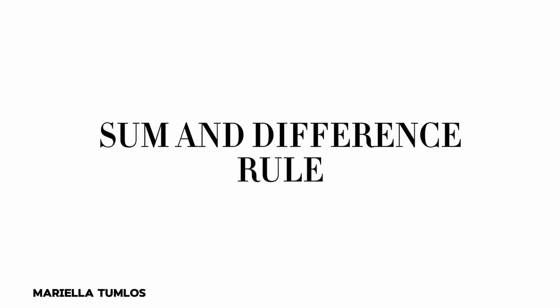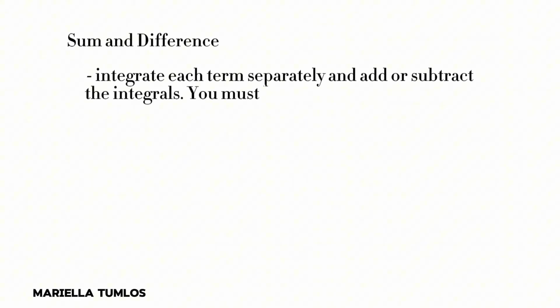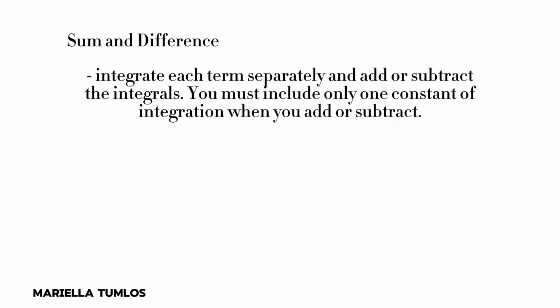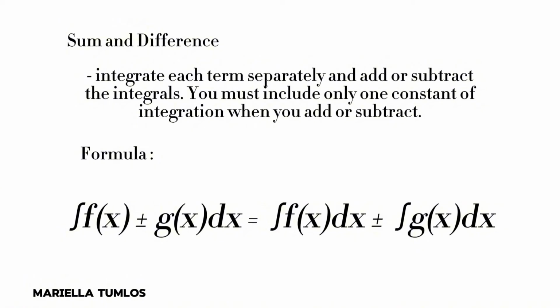Sum and difference rule. For sum and difference, integrate each term separately and add or subtract the integrals. You must include only one constant of integration when you add or subtract. This is the formula of sum and difference. And now I'm going to explain to you how to solve example number 1.